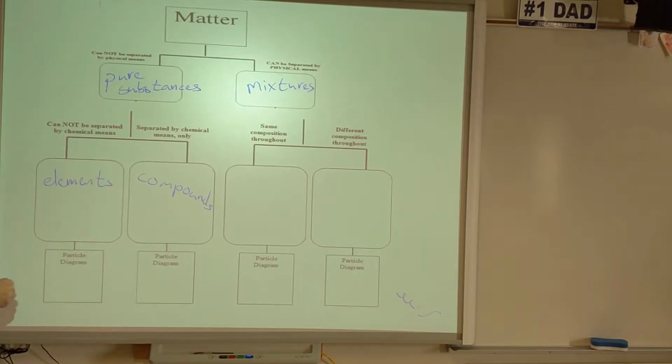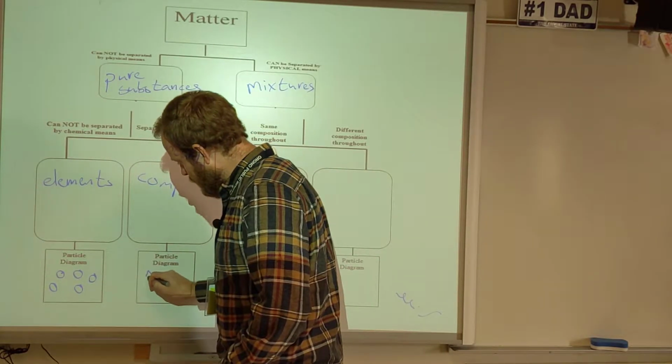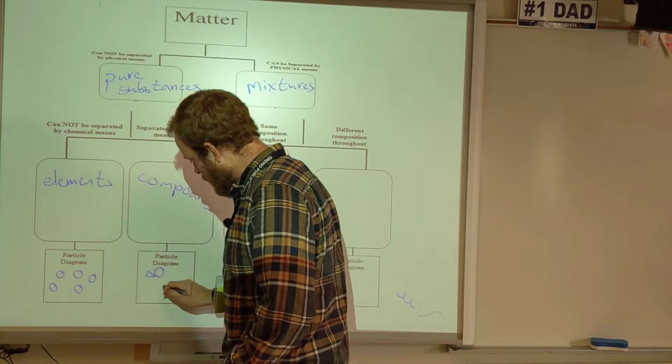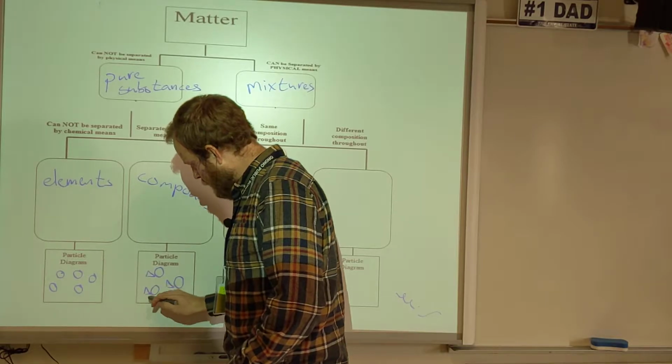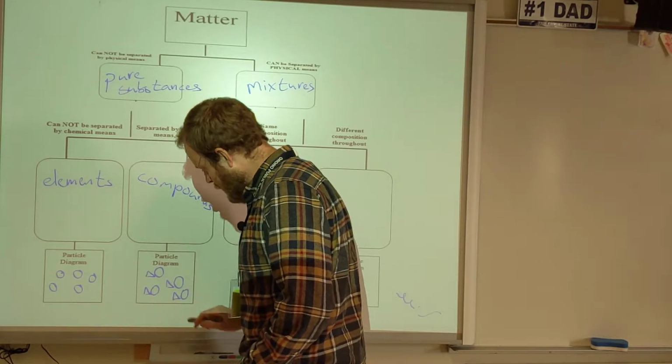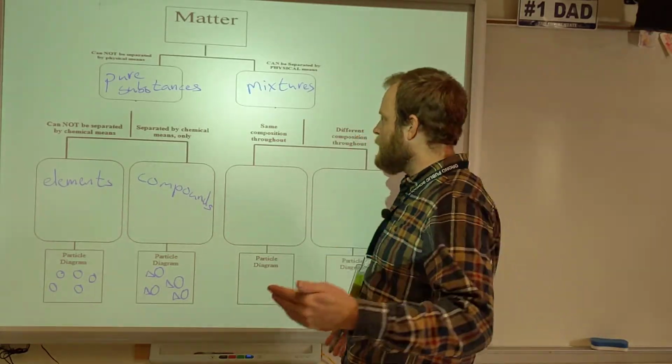So elements have their own box on a periodic table. If I drew a particle diagram, they're all the same particle. See? They're all the same particle. For compounds, we have more than one particle. So there's a triangle touching a circle, but they're all identical. I have a triangle bonded to a circle. That's my chemical. And then the chemical means is I could chemically separate the triangle and the circle.